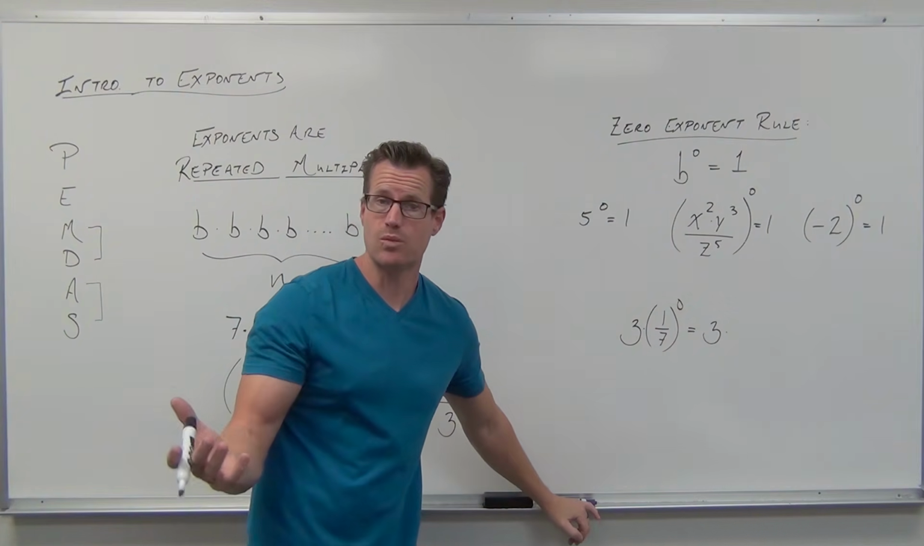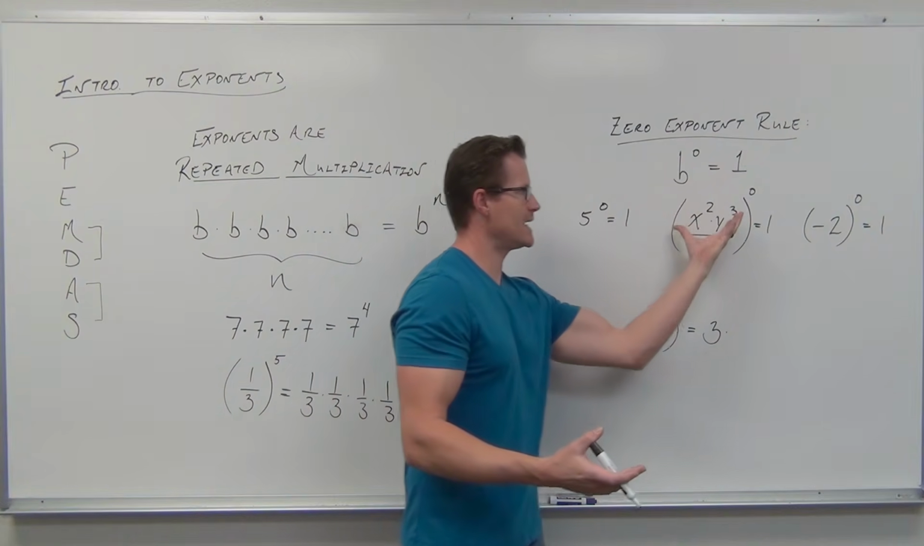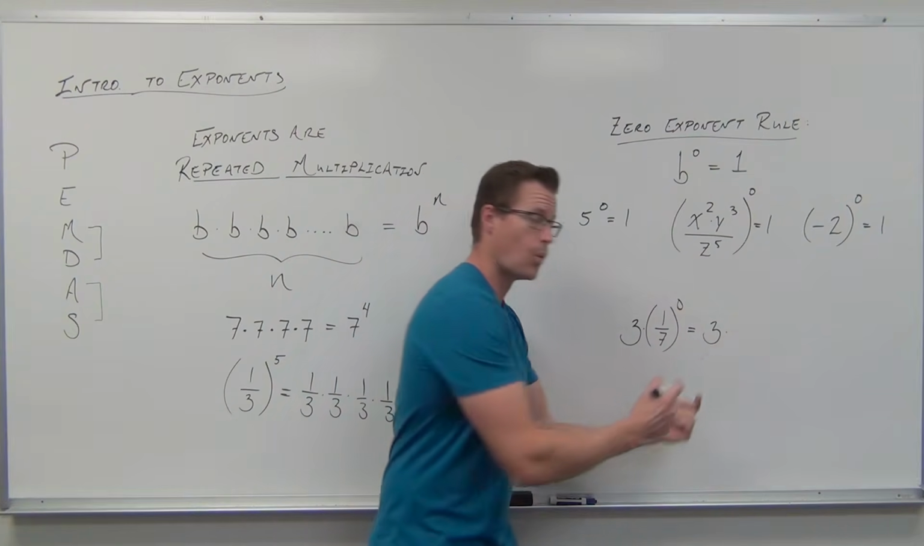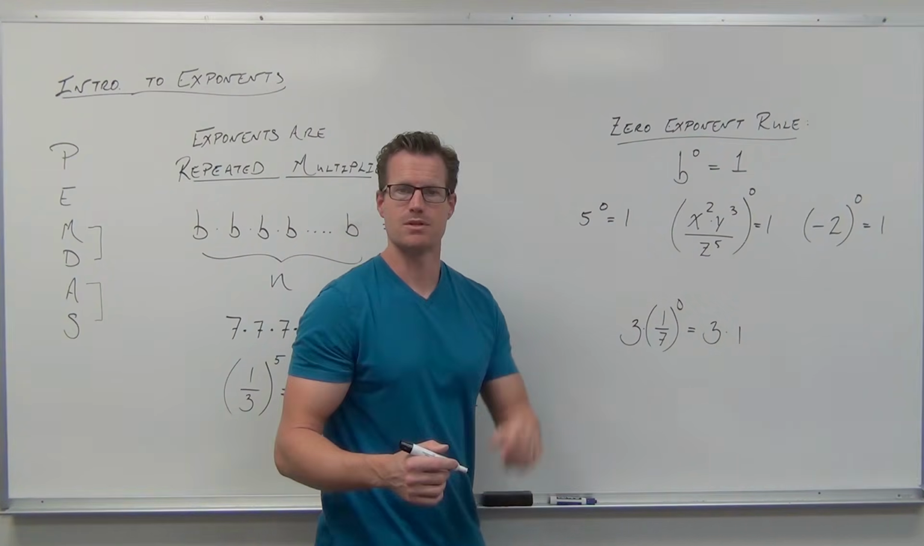1/7 to the 0, well that's 1. Anything to the 0 power is 1. But that 3 times 1 gives us 3.